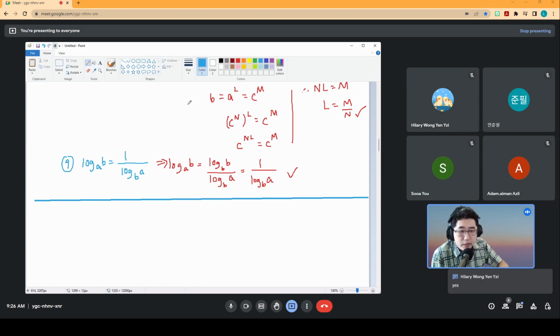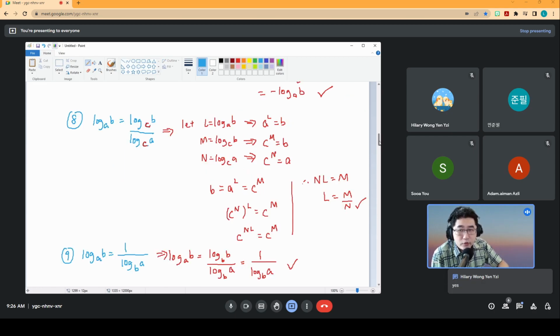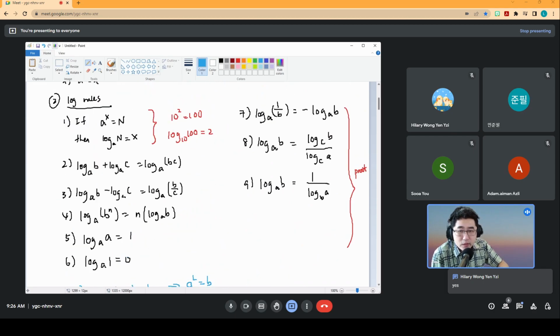We're explaining the rules for all the logarithm rules. Why is it like that? Why is it like this?